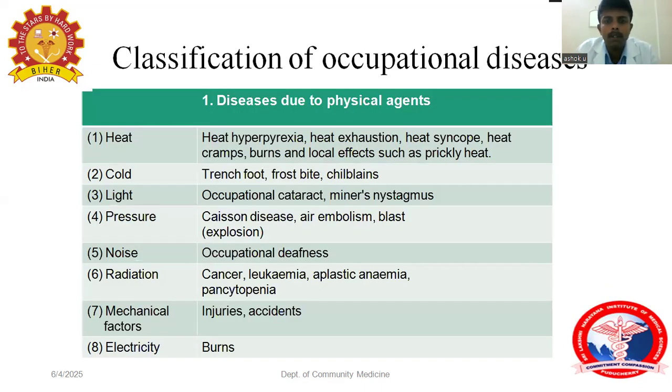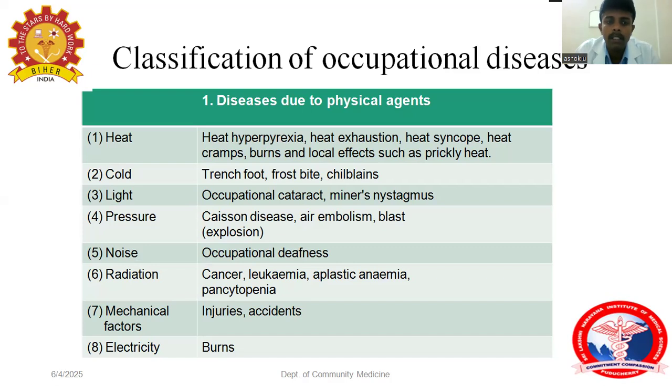So, classification of occupational diseases. These can be classified based on diseases which are due to physical agents, like heat. Excessive exposure to heat can result in heat hyperpyrexia, heat exhaustion, heat syncope, heat cramps, and burns, and local effects such as critical heat.